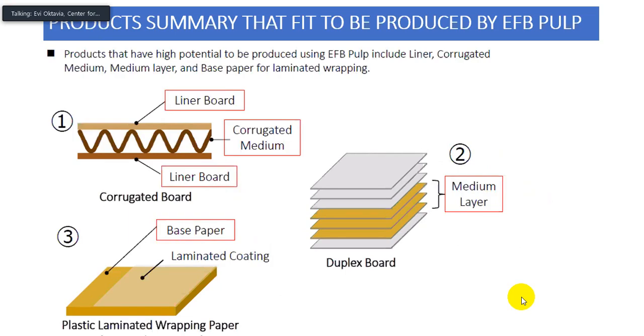So the summary of the first part is the products that are fit to be produced by this EFB pulp. There are three types: liner board, corrugated medium base paper, and laminating board. And this type of paper is usually used as food packaging. In Indonesia, we still use food packaging from recycled paper, and it's not good. That's why we think it's important to introduce a new technology of using virgin pulp from EFB. And the second type of paperboard is duplex board.